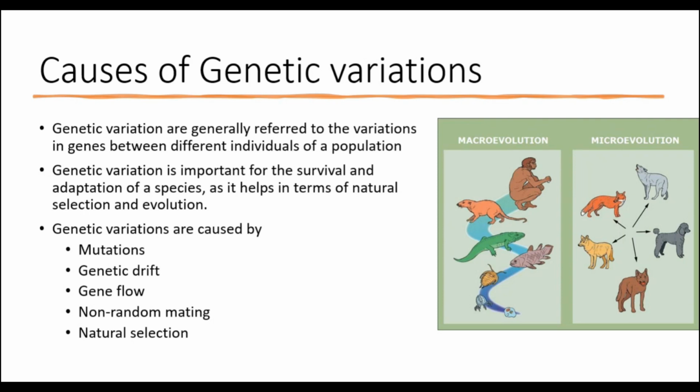Those genes which are more in number, or more resistant to the environment, will be transferred to the next generation. So genetic variation is caused by mutation, genetic drift, gene flow, non-random mating, and natural selection.